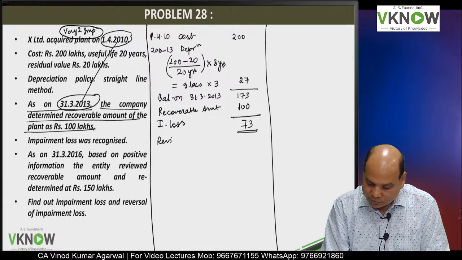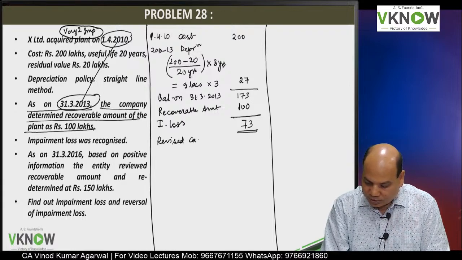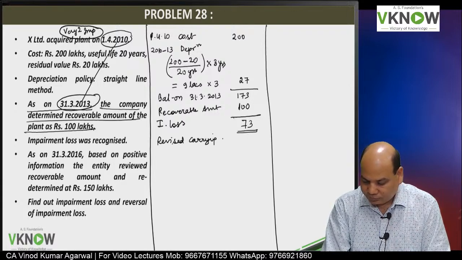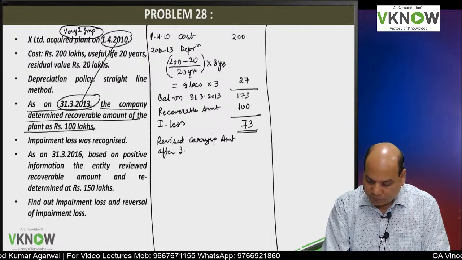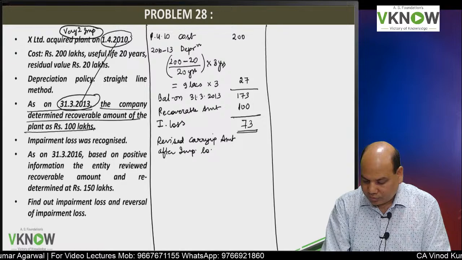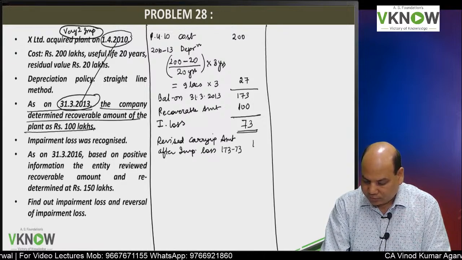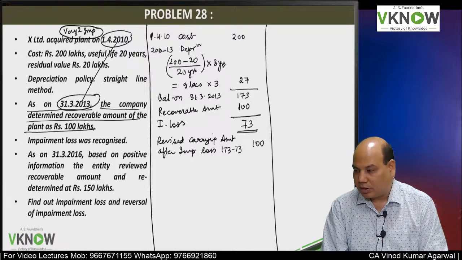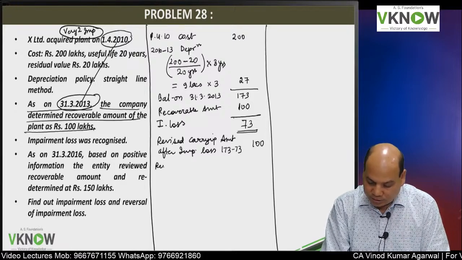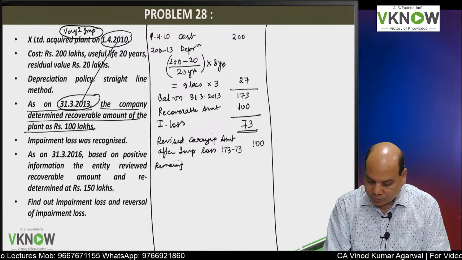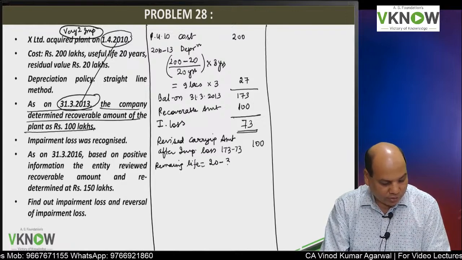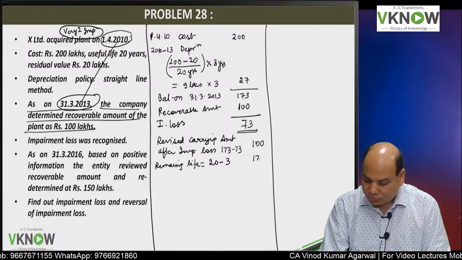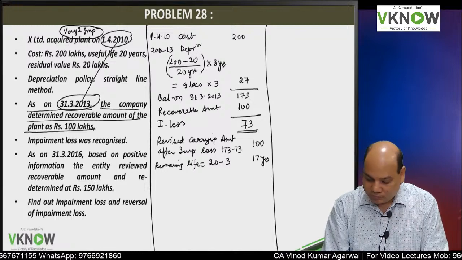What will be the revised carrying amount? Revised carrying amount after impairment loss will become 173 minus 73, 100 lakh. Remaining life: total life was 20 years minus 3, so now 17 years are remaining.